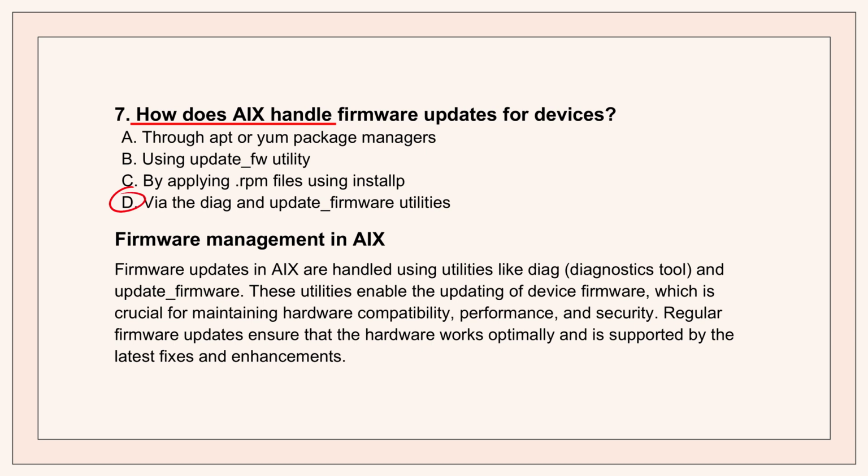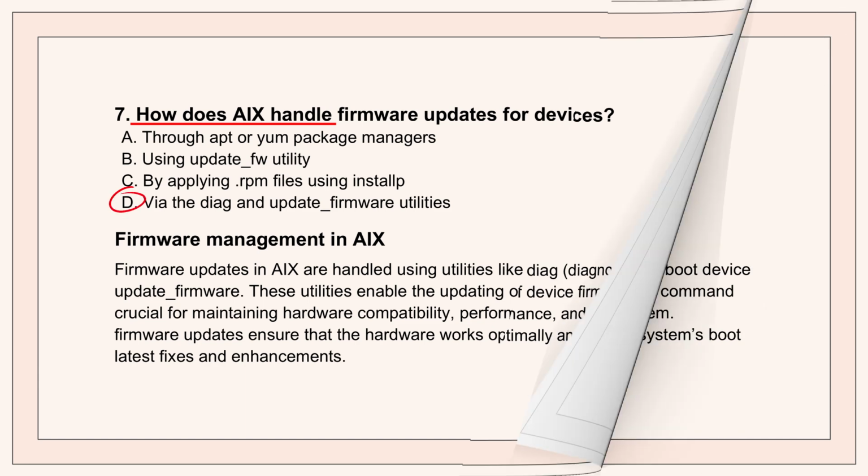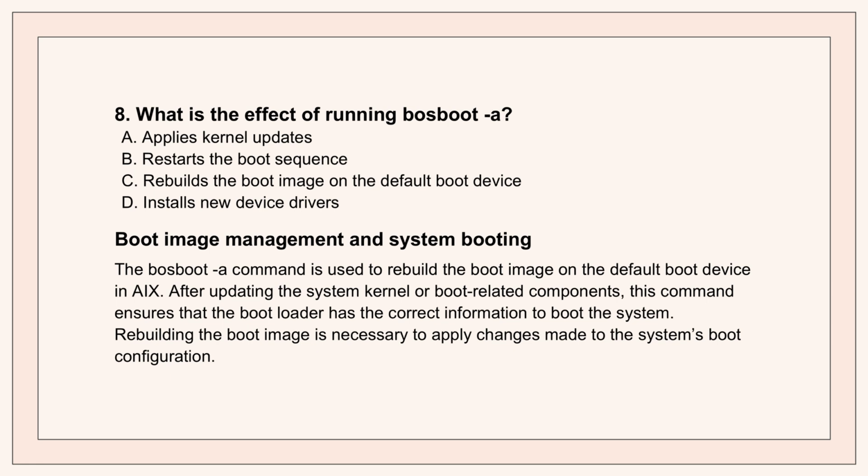Yeah. The other options, apt, yum, installp. Those are for managing regular software packages, not the embedded hardware firmware. Right. So diag checks and starts, update firmware does the actual update, a controlled process. Exactly. You want to be careful when updating firmware. Definitely. Okay, question 8. What is the effect of running bosboot -a? Options. A, applies kernel updates. B, restarts the boot sequence.